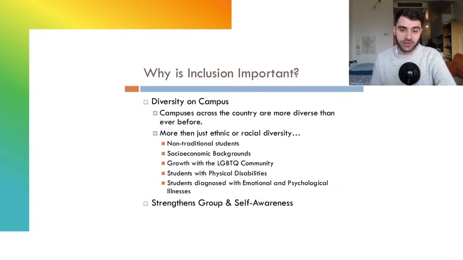So naturally the question is, why is inclusion important? Well, because of diversity on a campus, for example. Campuses across the country are more diverse than ever before. More than just ethnic and racial diversity, there are non-traditional students, socioeconomic backgrounds, growth with the LGBT community, students with physical disabilities, students diagnosed with emotional and psychological illness, and strength, group, and self-awareness.